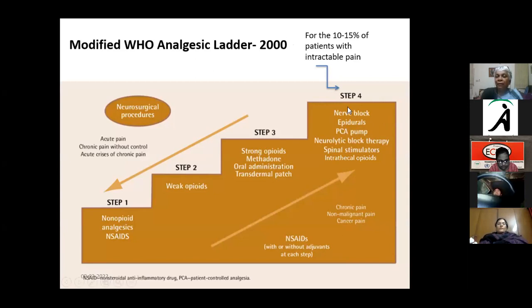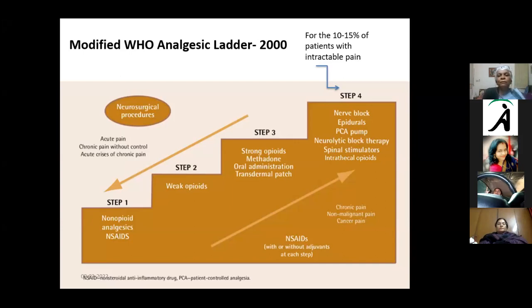And these are the patients who have difficult pain or intractable pain, in which case you may have to use an intervention. It could be a nerve block, an epidural, or a PCA pump, a patient-controlled analgesia pump. It can be a neurolytic block, like a celiac plexus block or a superior hypogastric block, or it can be spinal cord stimulation. They are all very advanced neurointerventional procedures, or an intrathecal opioid pump. So there are various spinal interventions that can be added as a fourth step for those patients who are not responding to the 3 steps. And that is a very small segment.